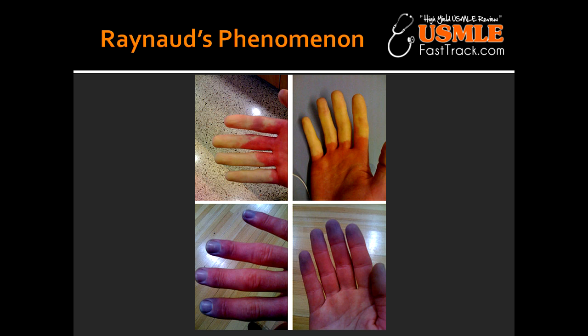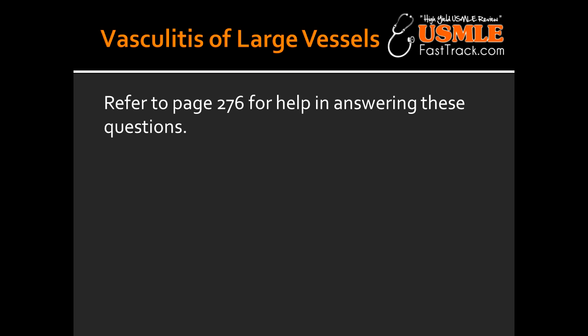And it's called Raynaud's syndrome when it happens secondary to a disease process such as mixed connective tissue disease, SLE, which is the systemic lupus erythematosus, or it can happen also in CREST syndrome, which is a limited form of systemic sclerosis. Vasculitis affecting the large vessels.